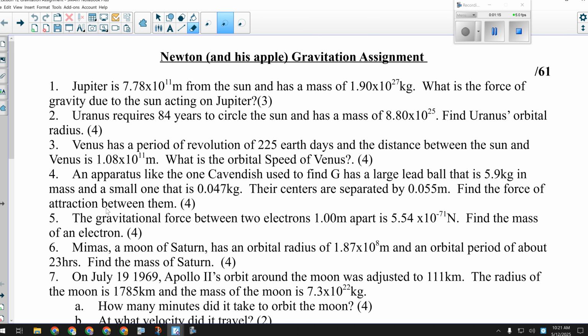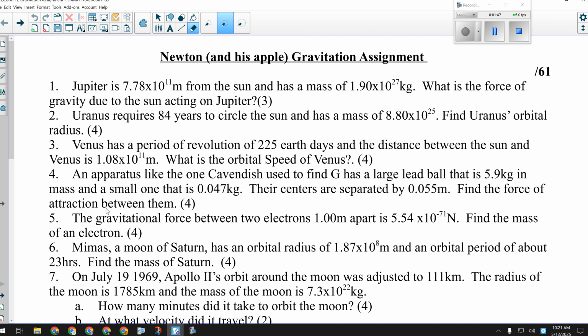Number 3, similar question. Venus has an orbital period of revolution of 225 Earth days, and the distance between the sun and Venus is 1.08 times 10 to the 11. You're looking for the orbital speed of Venus, which, remember, orbits the sun. Guys, a lot of these are giving you the orbital periods in units other than seconds. Keep that in mind.